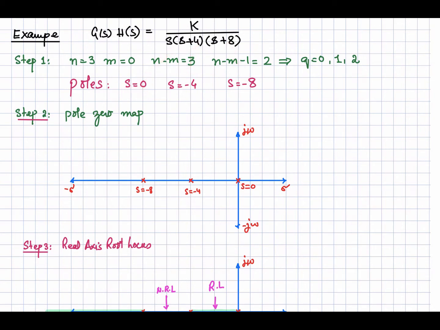So here is the second step, that is the pole-zero map. In this you can see one zero is over here, one pole is at 0, one pole is at minus 4 and the other pole is at minus 8.